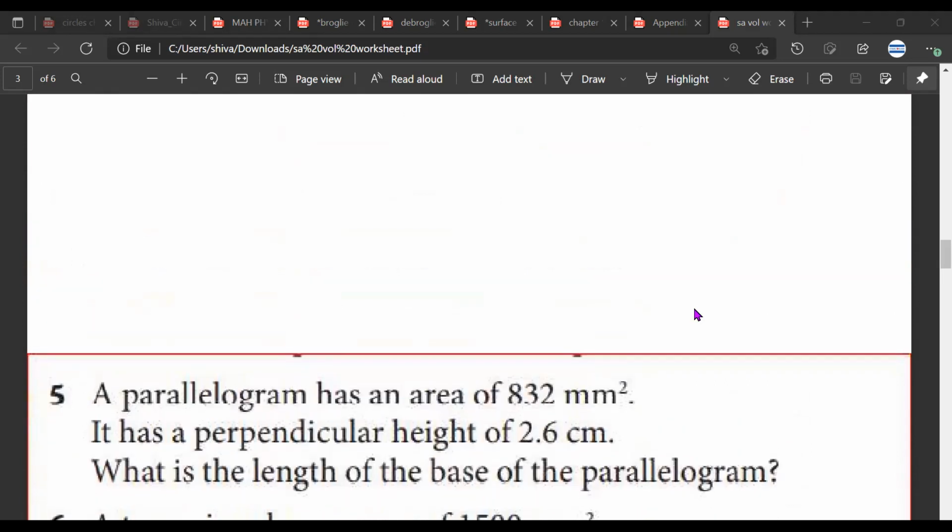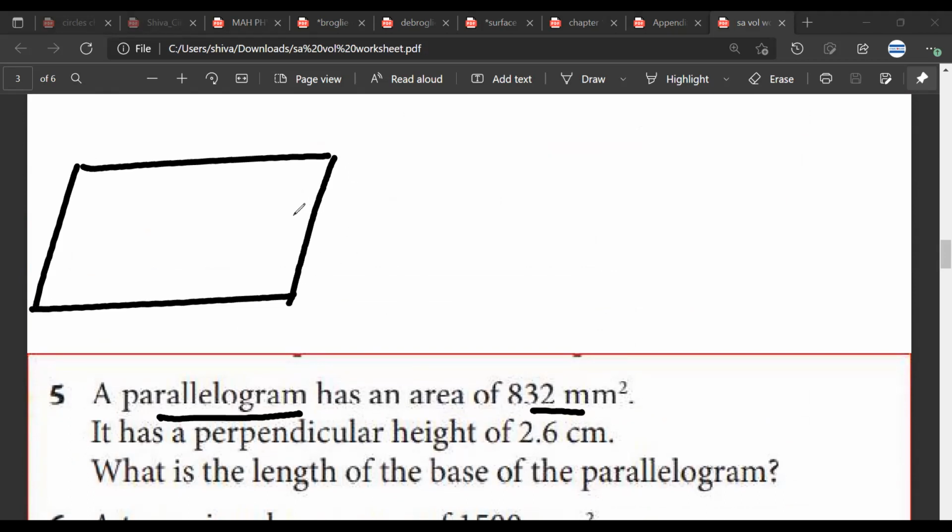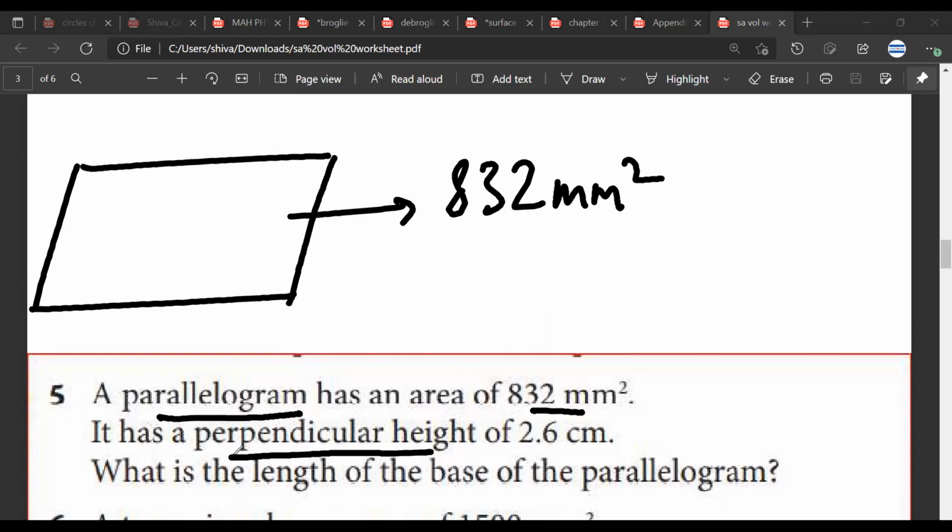So let us try to understand question number 5th. A parallelogram has an area of 832 millimeter square. So we have a parallelogram like this. Its area is 832 millimeter square. Okay. It is a perpendicular height. See, perpendicular height and height is one and the same thing. Is there any doubt about this? No, sir. No doubt, sir.